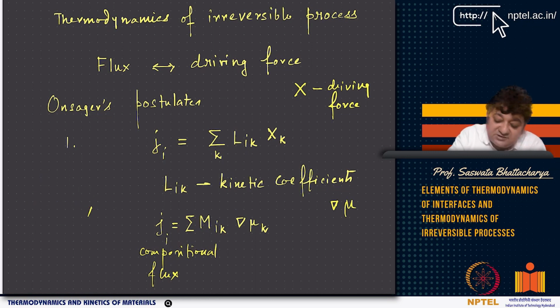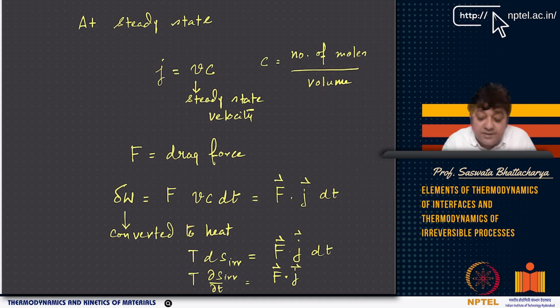So mu is your chemical potential or energy, and the spatial derivative of energy gives you the driving force, as a result of which there will be flux of this particular species, in terms of compositional flux. Say molar flux: the species i will have a flux in response to this driving force, so that the chemical potential equality is established at equilibrium.